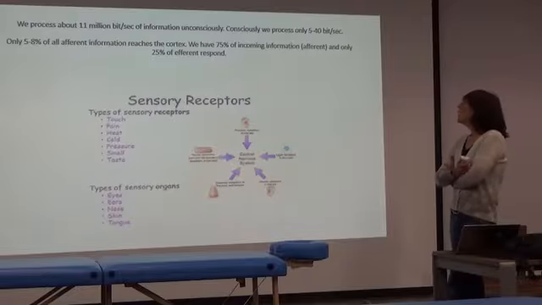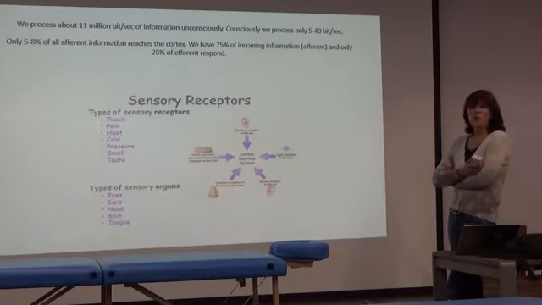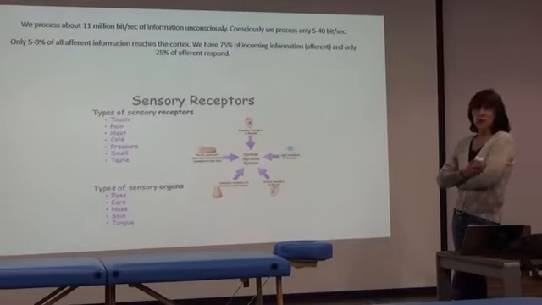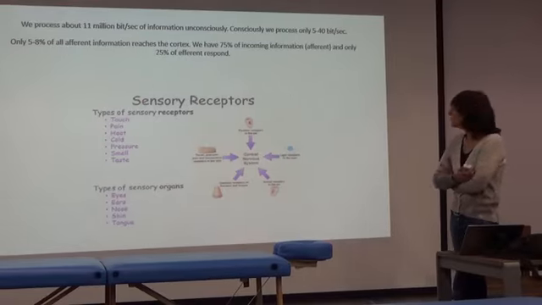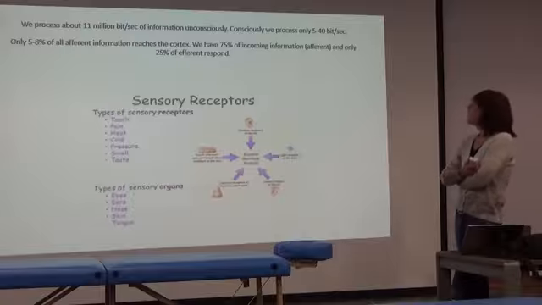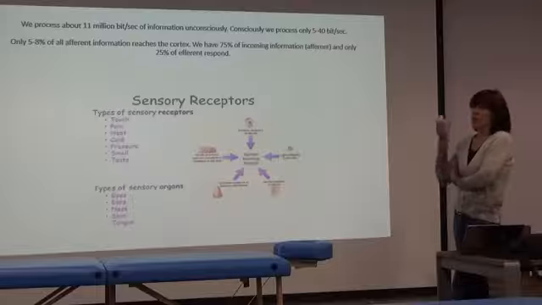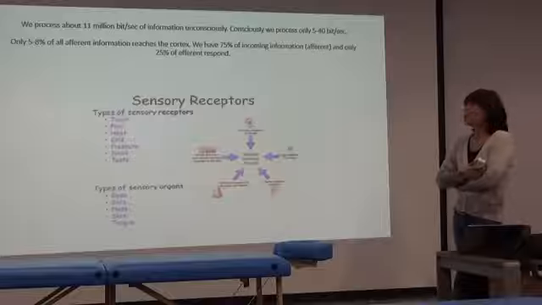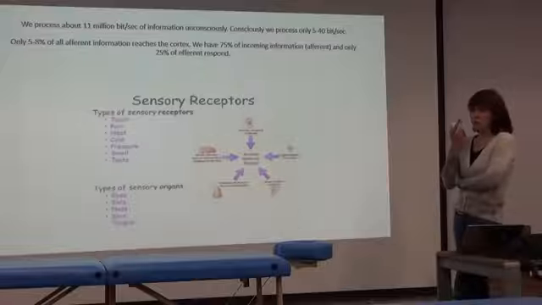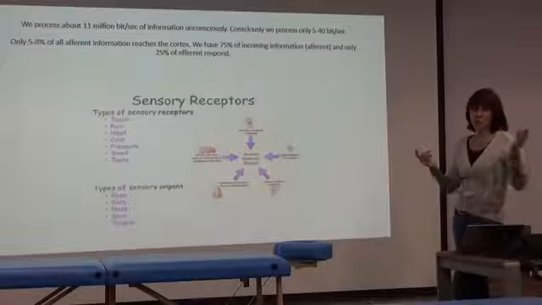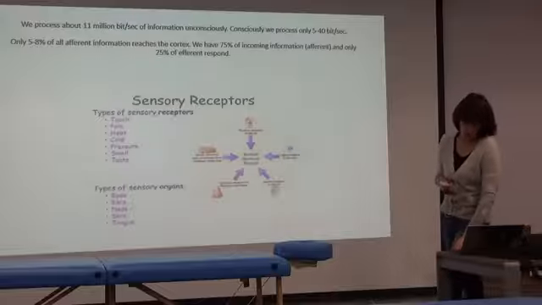That means that 92 to 95% of our life is totally unconscious. And we have, for example, 75% of incoming information, which is afferent, and the response is going to be about 25%, which is efferent. So consciously we process 5% of the world around us. It's nothing.